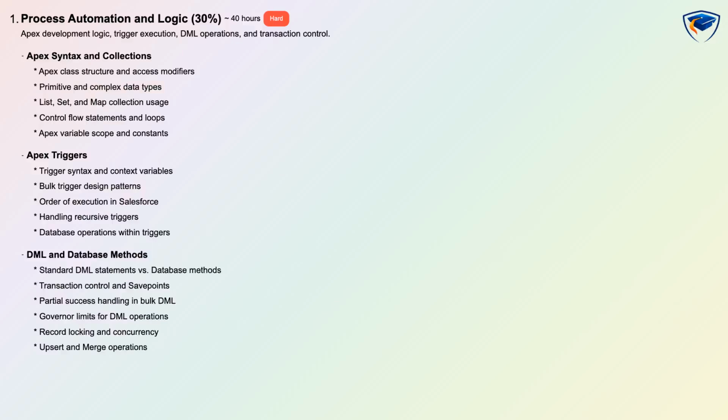to write efficient code. You will master Apex triggers, context variables, bulk trigger design patterns, order of execution, and techniques to prevent recursion. You will also cover DML and database methods, transaction control with savepoints, partial success handling, governor limits for DML, record locking, concurrency, and complex operations like upsert and merge.